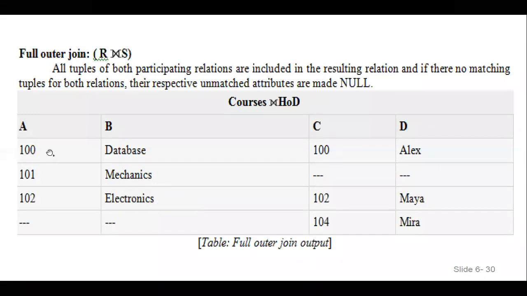So 100 database and 100 Alex match on both tables, so you have both values in the resultant table. 101 is present in the left table, which is not present in the right table, so in the right table columns you make it null. Then 102 is present in both tables, so you join these two records. Then 104 is present only in the right table, not in the left table, so when combining, you make the left table columns null, and the right table data is there. This is how you perform the full outer join.